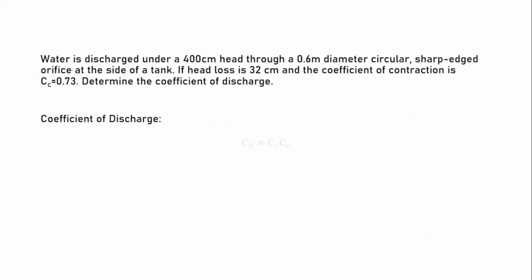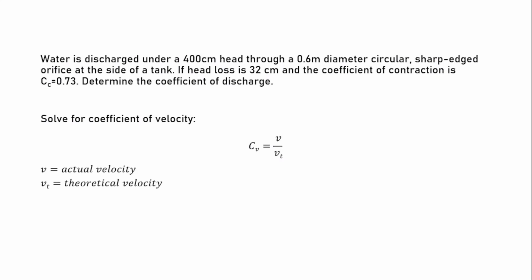Coefficient of discharge is denoted by the formula C sub D equals C sub C times C sub V, where C sub C is the coefficient of contraction and C sub V is the coefficient of velocity. To solve for the coefficient of discharge, we first need to solve for the coefficient of velocity. Coefficient of velocity is denoted by the formula C sub V is equal to V over V sub D, where V is the actual velocity and V sub D is the theoretical velocity.